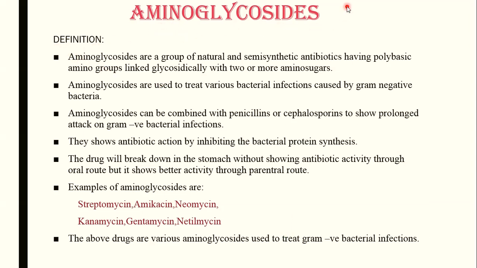Today's topic is aminoglycosides. They are part of antibiotics. We'll see the definition of aminoglycosides. Aminoglycosides are a group of natural and semi-synthetic antibiotics having polybasic amino groups linked glycosidically with two or more amino sugars. What is an amino group? An amino group is an NH2 group that is linked glycosidically with two or more amino sugars. Again, they are linked with amino sugars with glycosidic linkage.